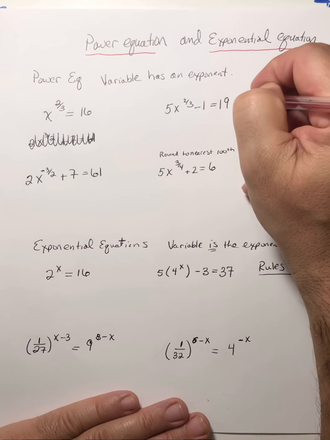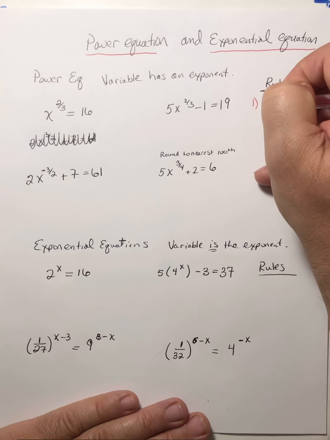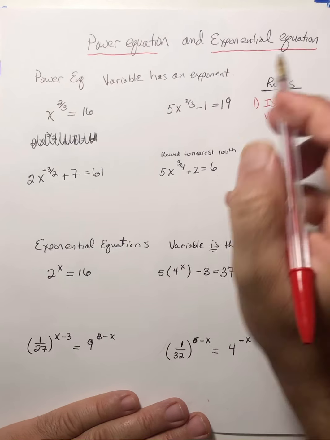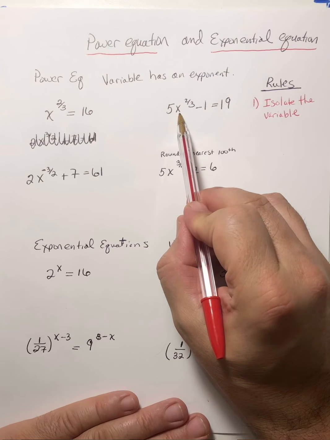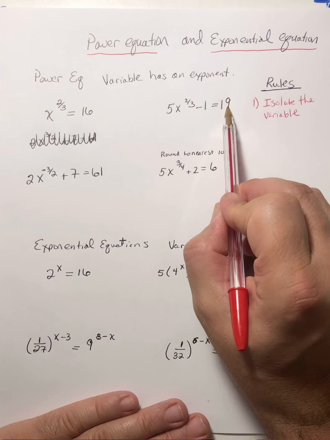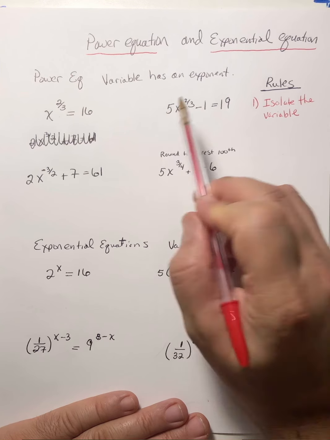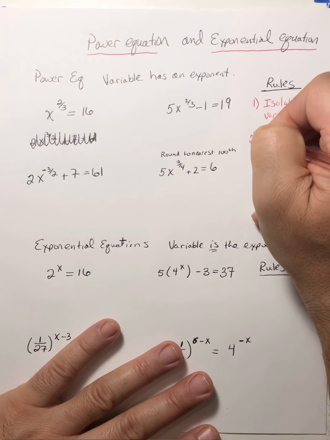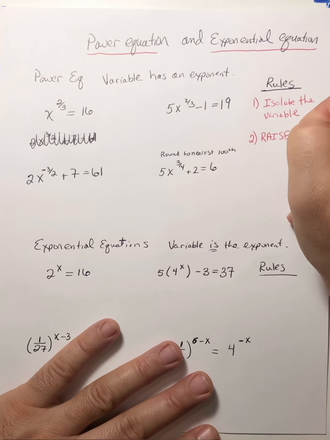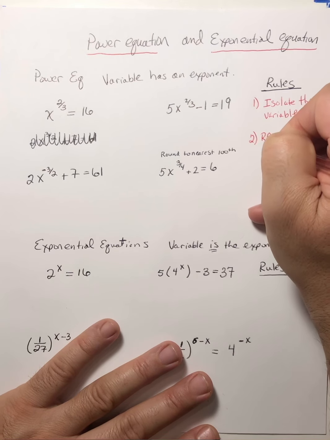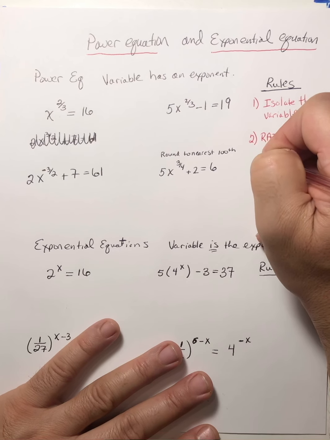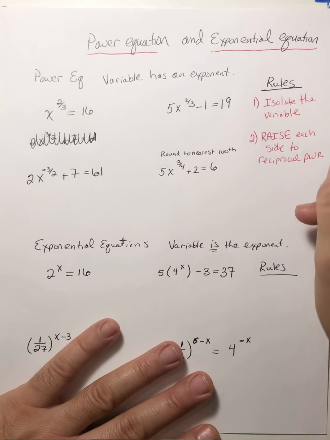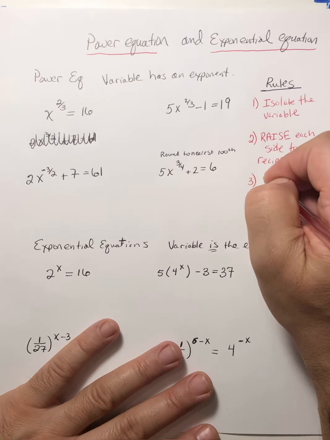Rules. We got simple rules. One, we have to isolate the variable. So this variable is all by itself. This one is not. So here I would have to add 1, then divide by 5. Okay? Two, raise each side to a reciprocal power. PWR for power. And then solve.